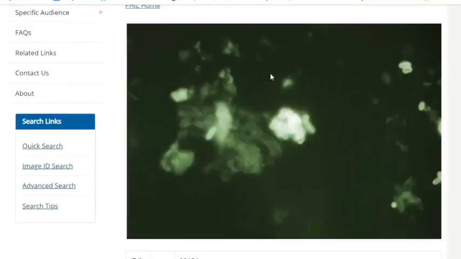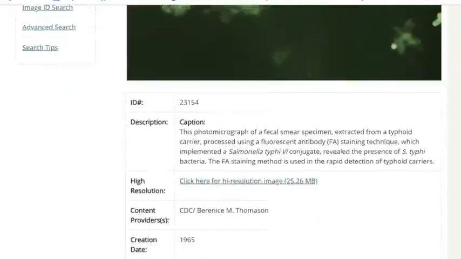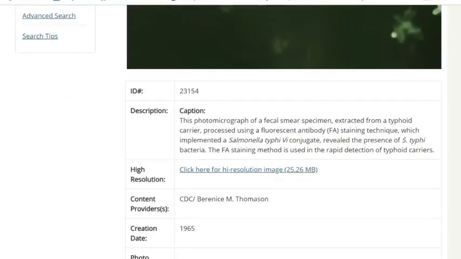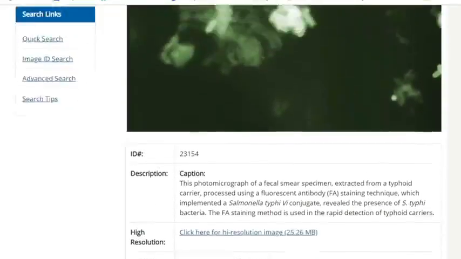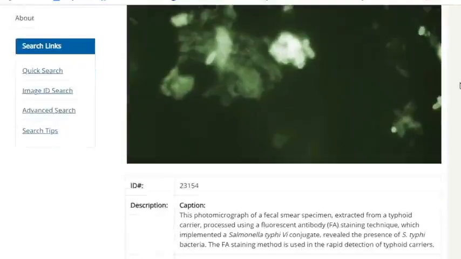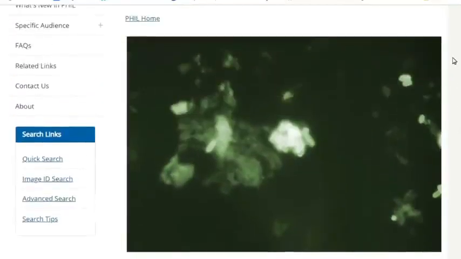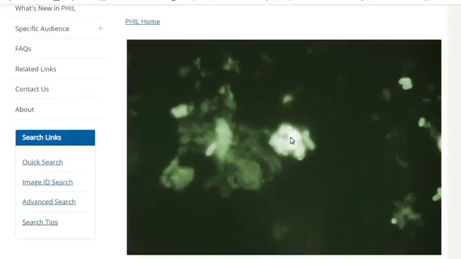Same thing. But this is taken under a normal microscope. So this stuff must be way bigger, because regular microscopes only magnify 1,000, 2,000 times.